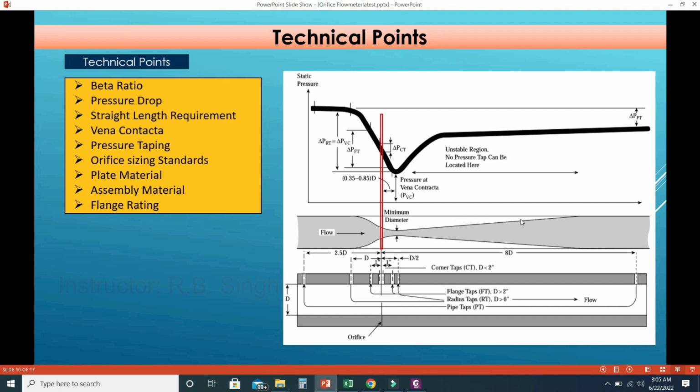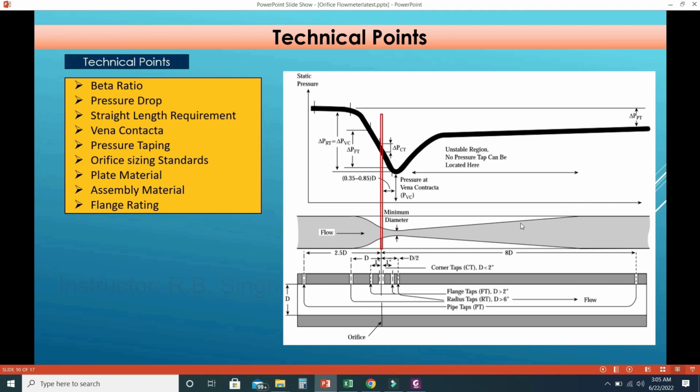This is the pipeline and this is the flow. This flow is going through the orifice plate, which is denoted by this red line. Whenever this flow passes through this orifice plate, its pressure will drop, so its area will be less. Again, after the drop, the pressure will try to recover its original value.